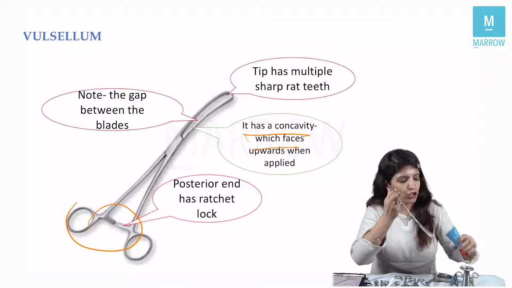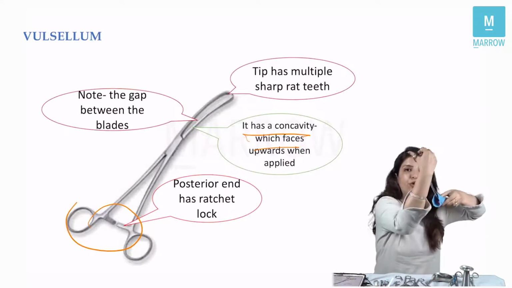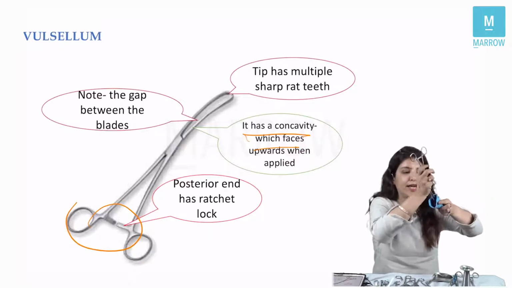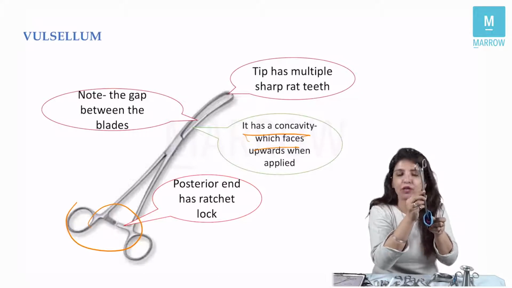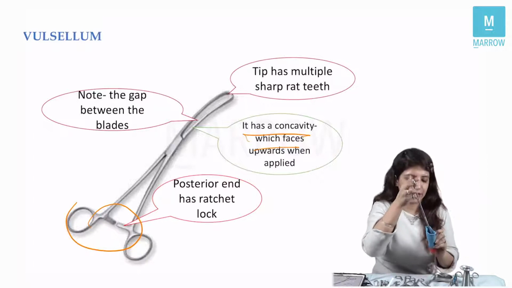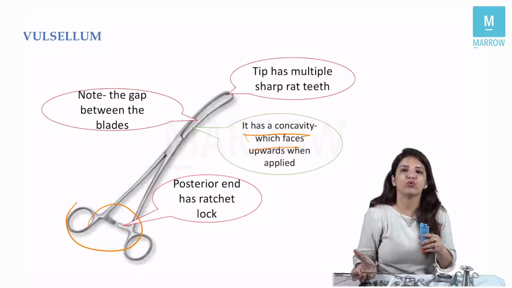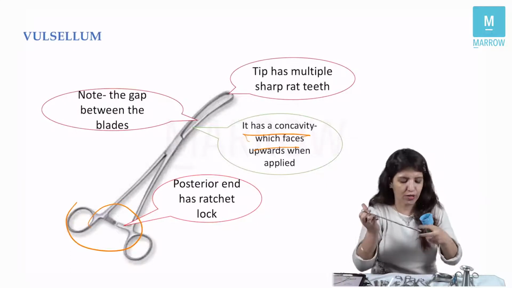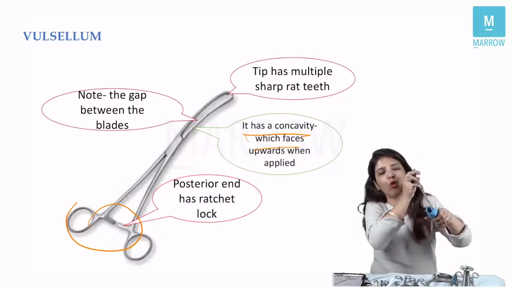Clear? Now, with this instrument, with the concavity upwards, I'm going to hold the anterior lip of the cervix. The anterior lip of the cervix will be held like this. Usually, we hold the anterior lip of the cervix, right? But a viva question could be: what are the conditions in which you have to hold the posterior lip of the cervix? So imagine, if I have to hold the posterior lip of the cervix, what am I targeting?